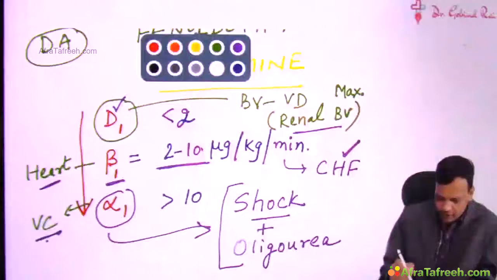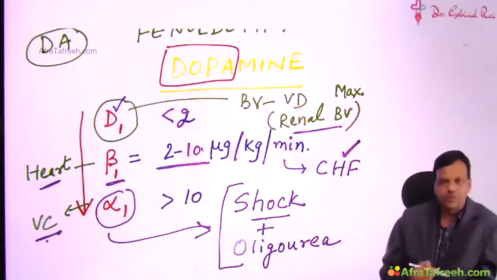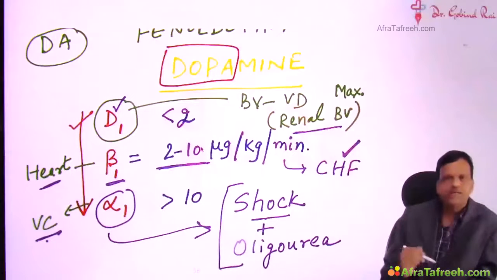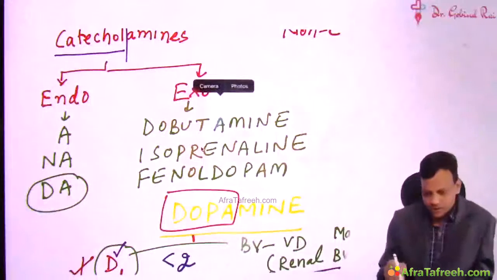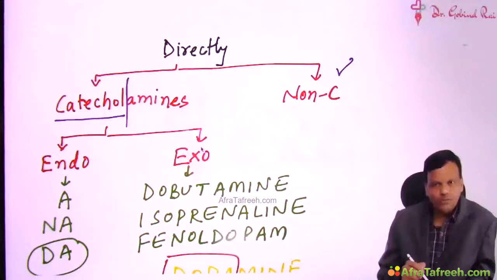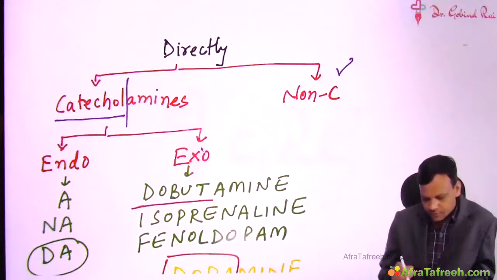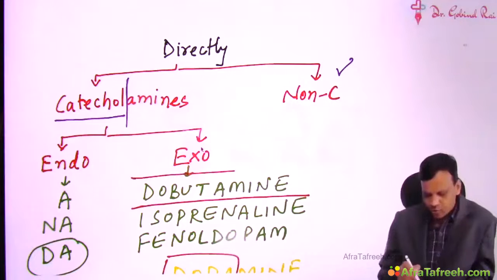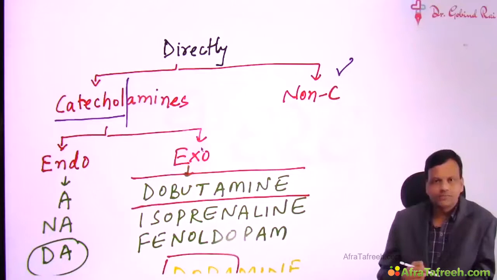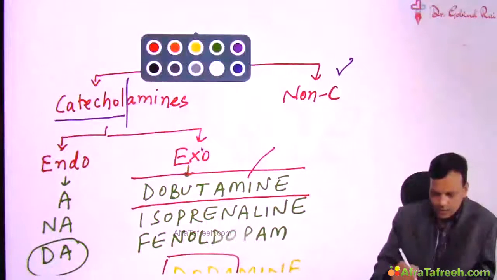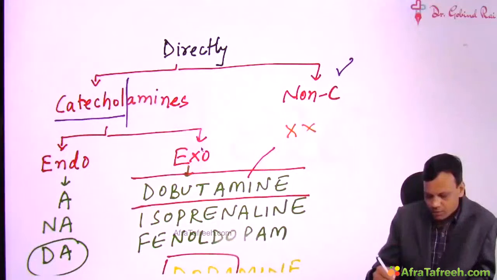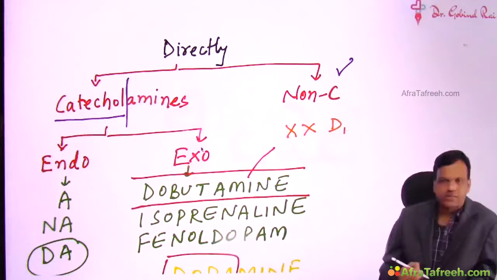One more thing you can find out: a drug whose name contains dopa will stimulate D1 receptor. If dopa is not present in the name, it will not stimulate D1 receptor. Now why are we talking like that? The second drug we are going to discuss has a name very similar to dopamine: dobutamine. But if you see carefully, dobutamine does not contain dopa in the name. So dobutamine does not act on D1 receptors. That is the most important thing to remember.